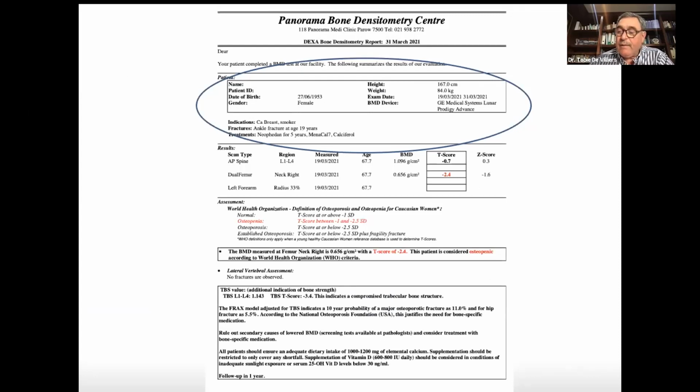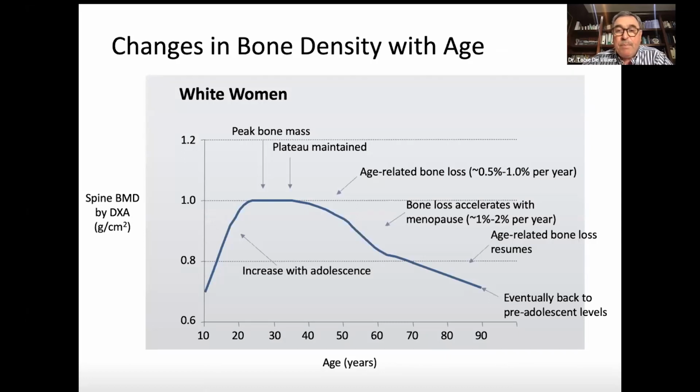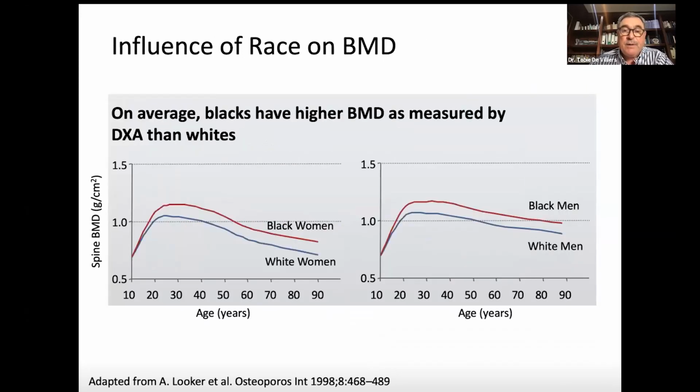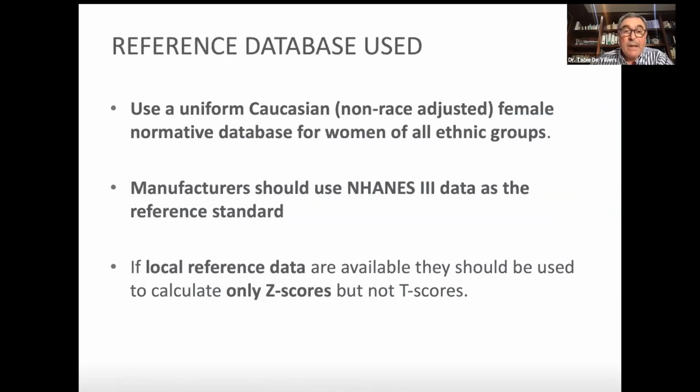So let's first have a look at the information given at the top of the page. We need the patient's age because bone density changes with age. We need the gender as a difference between male and female. We need the race of the patient as well, as there is a difference in, for instance, black and white women. And we should know which data reference database was used. It is advised to use a uniform Caucasian, non-race adjusted female normative database for women of all ethnic groups. But not all centers actually follow the rules. So you should know what your patient is measured against, especially if the report doesn't make any sense.